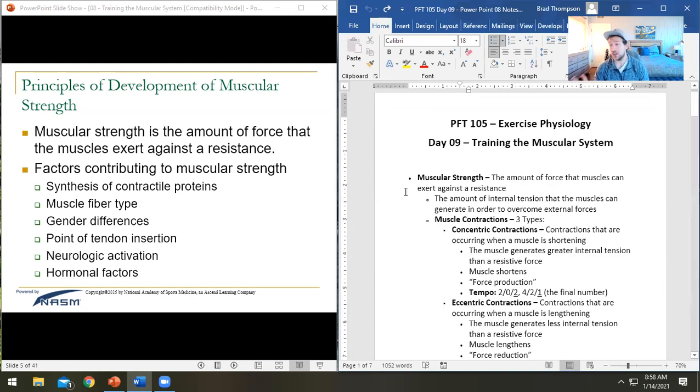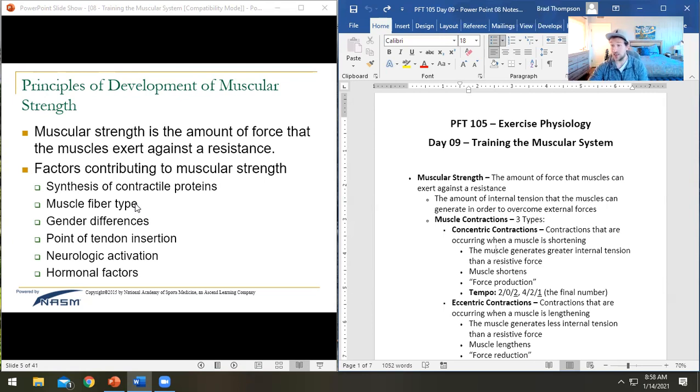So there are a lot of different factors that contribute to the idea of force, right? Obviously, there's the synthesis of contractile proteins, so your body making new proteins. The more actin and myosin that you have, those proteins which grab each other and pull, the stronger your muscle cell can be, because it's almost like having more people on a tug of war, right?